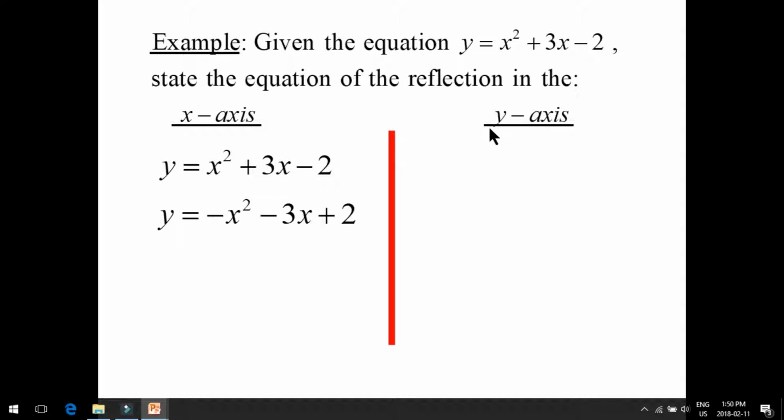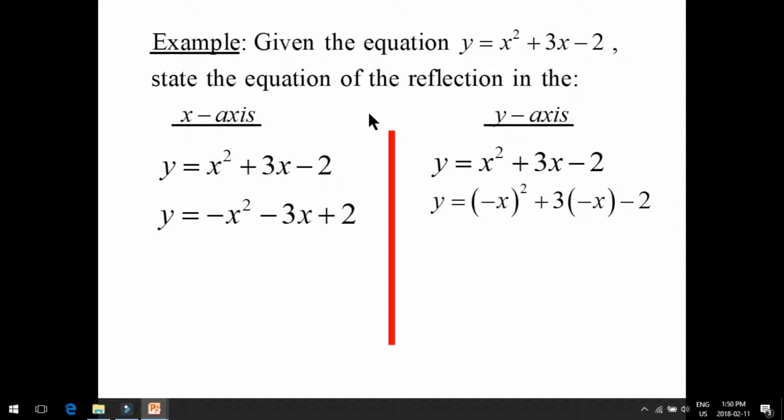Let's reflect it across the y-axis. So we have to know that means to replace x with -x. First copy it, and literally replace x with -x. You'll need brackets for that. Now when you square a negative, it turns back positive. But when you multiply this out, you just get -3x. So here we have it. Done. Reflection in the y-axis.